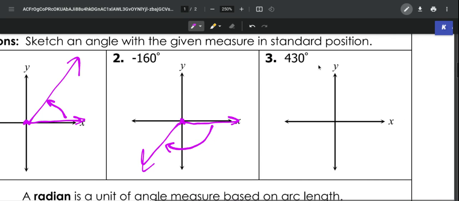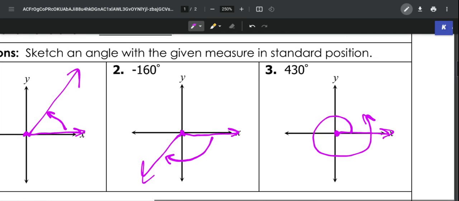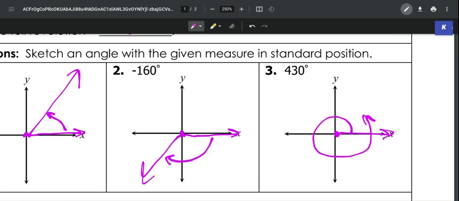So these are a little bit weird. That number is more than 360. So that means we're going to start at this initial side, and we're going to make a full rotation all the way around, almost like a circle. So all the way around would be 360 degrees. Then we would just need to know what was left over. So we could just say 430 minus 360 is equal to, what is that, 70?